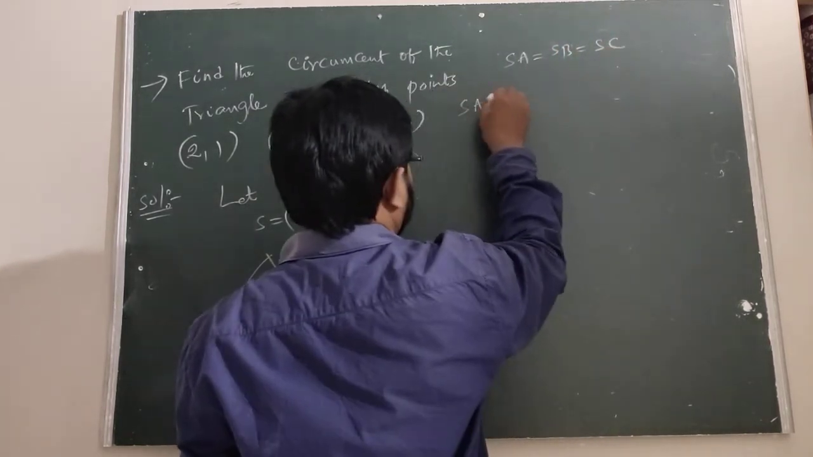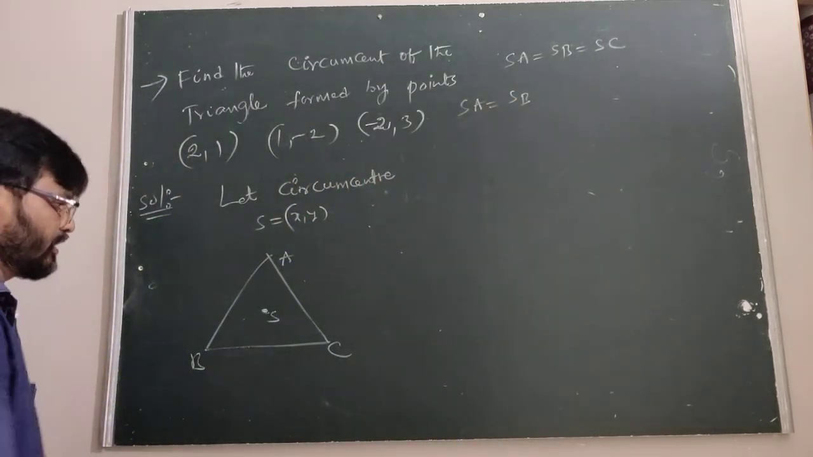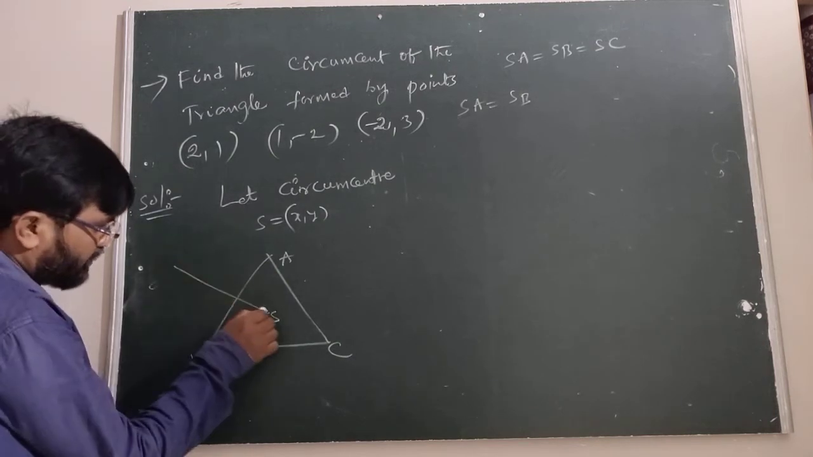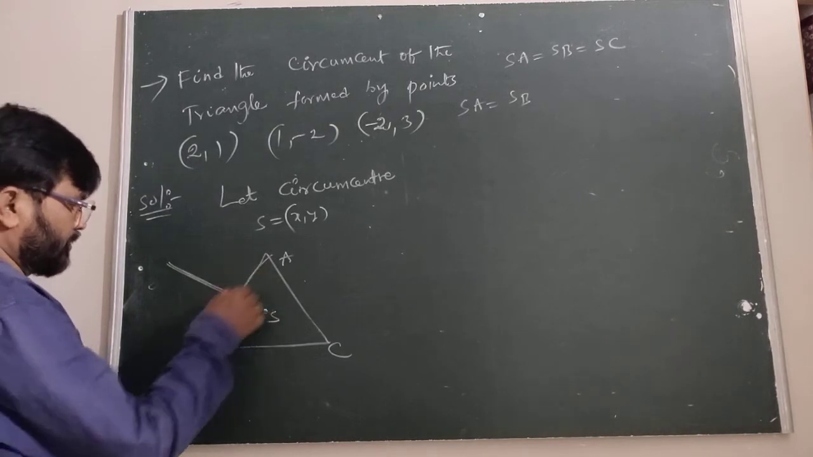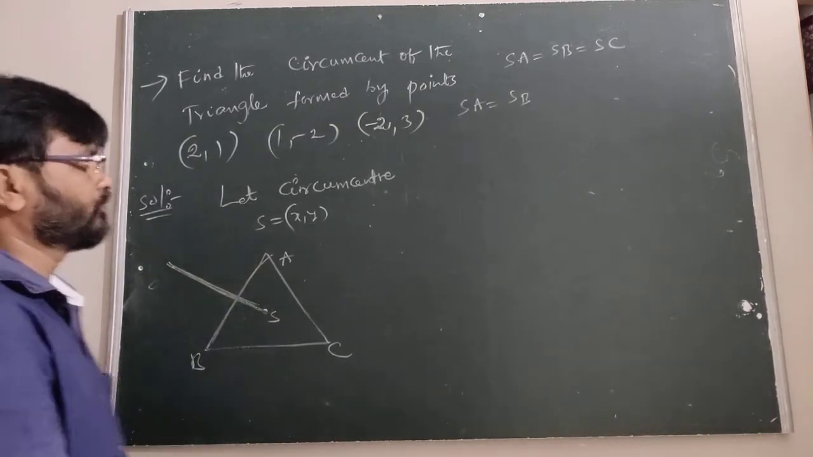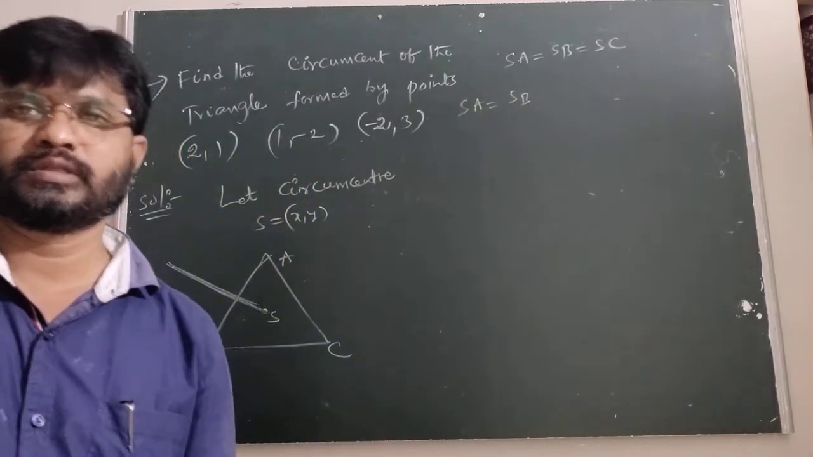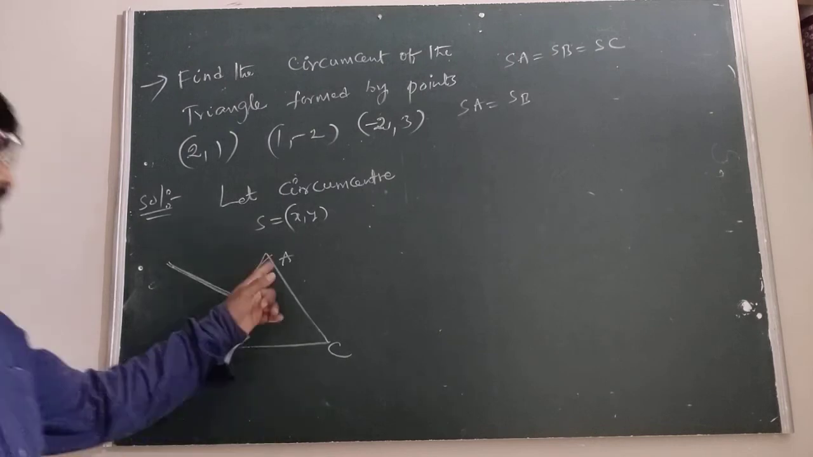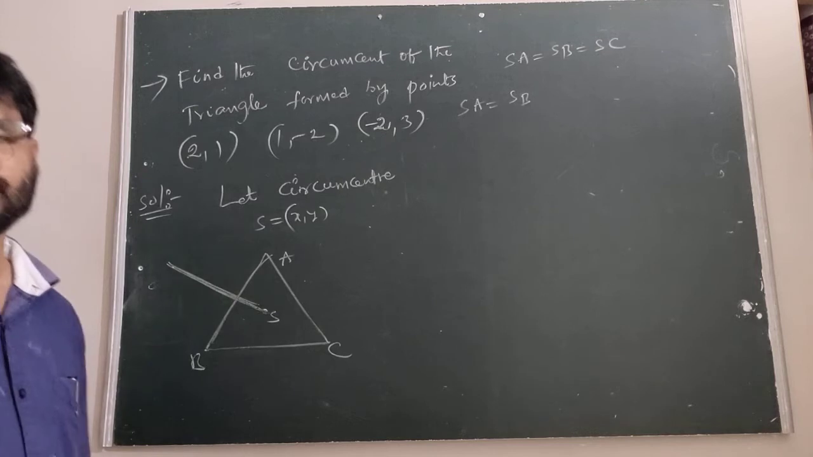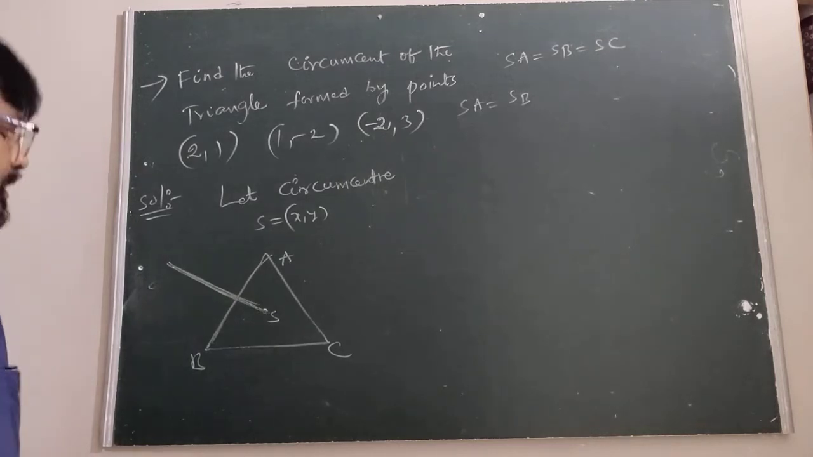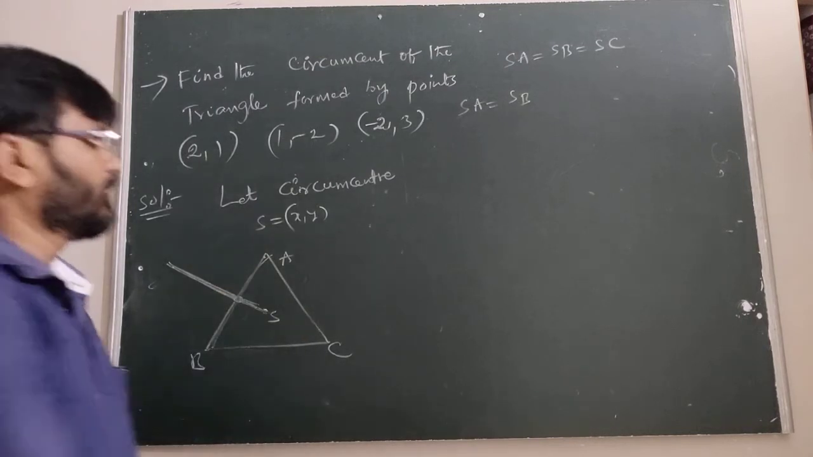First we take SA equal to SB. When we take SA equal to SB, we get this line. Therefore, this is the perpendicular bisector of AB. SA equal to SB means the locus of S, which is equidistant from A and B, is the perpendicular bisector of AB. That means it passes through the midpoint of AB and is perpendicular to AB.